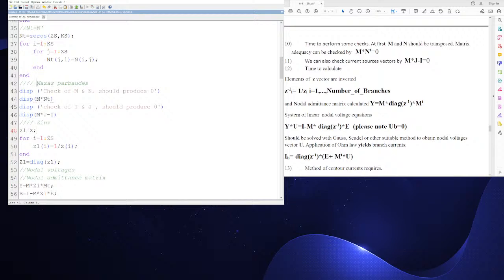Small checks. Maybe I write. Let me call it test. First, the product of M and N transposed should produce 0. We should see 0. If not 0, the matrices are not consistent. The other check should also give us 0. Okay, save. One second, I'll switch.